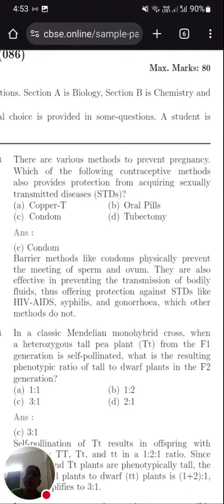preventions. So there are total 3 methods. One is mechanical method, that is mechanical barrier. Second, chemical method, and third is surgical method. You need to write like a flow chart. First one, mechanical method. Second one, chemical method, and third one, surgical method.